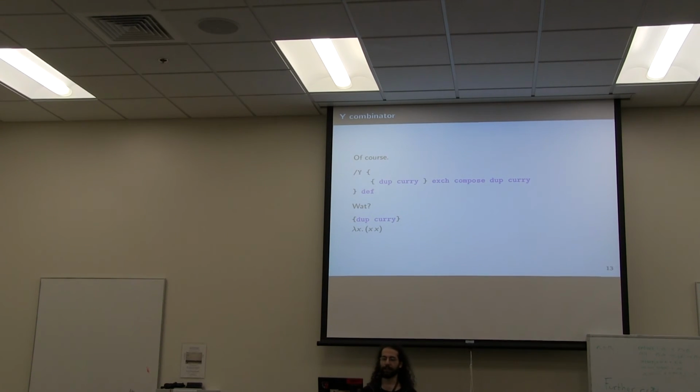Dupe curry is more commonly known as the U combinator. It applies its argument to itself. And because before this function has started running, the top element of the stack is the function being run, we swap that, the U combinator with f, and compose it and end up with this function.